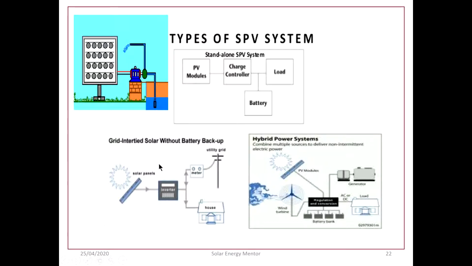Another type is grid intertied solar without battery backup. These are the solar panels, and the inverter converts DC into AC power. Then the power is supplied to the house and the remaining power is supplied to the meter. These systems are becoming popular nowadays because you can sell excess power generated to the grid and get some advantage. Hybrid power systems are combined with a DG set and all, but these systems are still in a development stage.